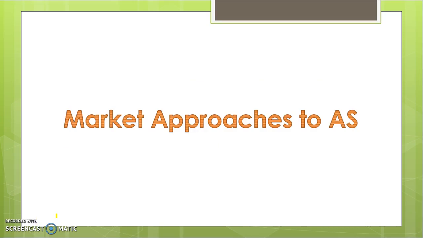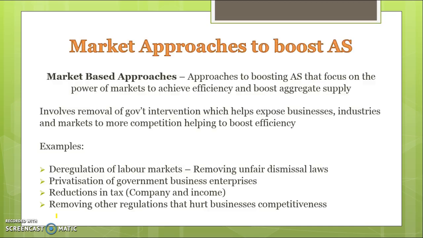Market approaches, so interventionist government approaches. The government does something physically and intervenes in the market. Education, infrastructure, subsidies, tax concessions for research and development. Market approaches is basically when the government steps in and says we're going to actually leave the market to itself. So the government removes their involvement in the labour force or in the market. So the idea is to increase efficiency and boost aggregate supply, but it does this by often removing government intervention, exposing businesses to more competition in order to try and boost efficiency.